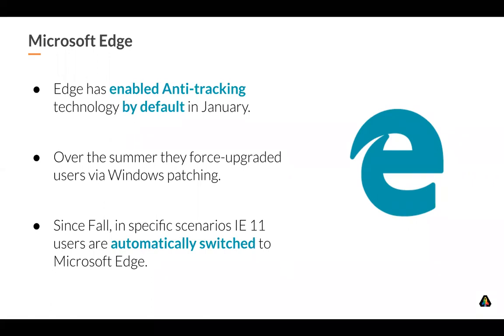Then that was available for anyone who wanted to manually upgrade it, but later over the summer, they force upgraded all people using Windows who adopted that Windows patching to the most current version. So selective, then mass rollout. And since then, they've announced and started to deploy functionality. So people who are still using the legacy IE11, once they come to a site that has compliance issues with the new modern web standards, are automatically upgraded to Edge. And so you shift from a browser that doesn't have anti-tracking protection to one that does.